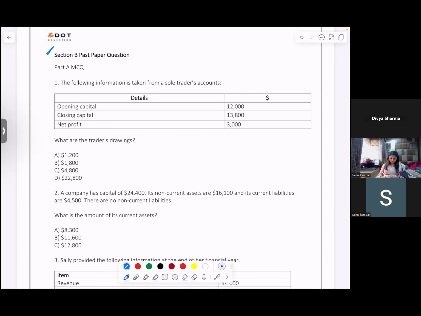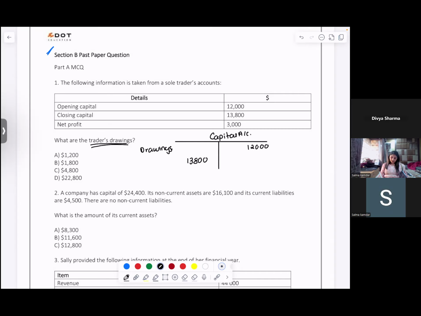Incomplete record MCQs. What are we asked to find over here? The trader's drawings. How do we do that? Closing capital plus drawings minus the opening capital should give you your net profit. So we can prepare a capital account. Closing capital will come on the debit side, and drawings will be a balancing figure.